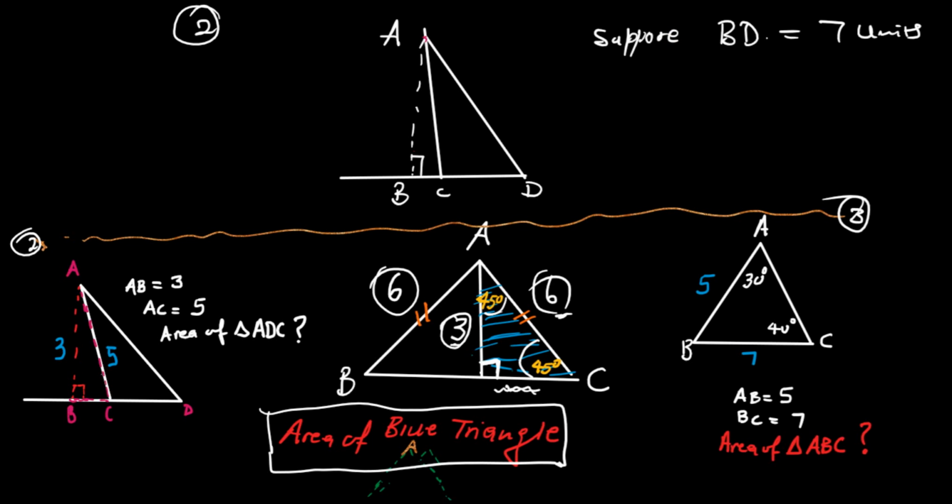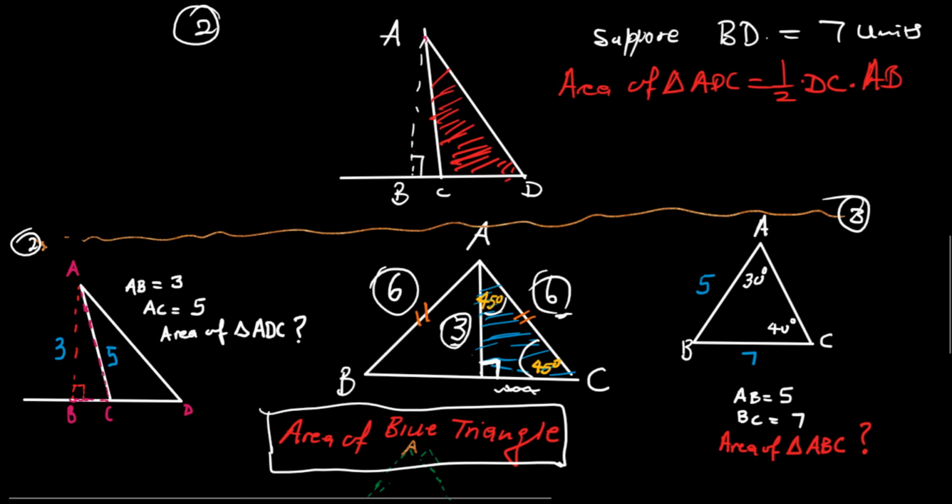Okay, remember that the area is half base times height. So the area of triangle ADC is equal to half, then multiplied by your base, and your base is DC, and then times your height, which is AB. This is what is going on. This is the triangle that we are looking for, and then we know that this is our base, and then this is the height.